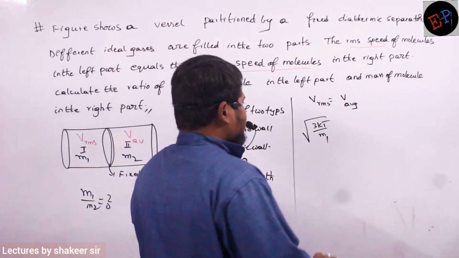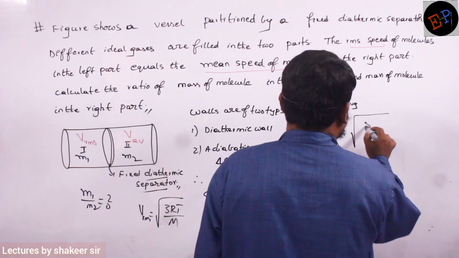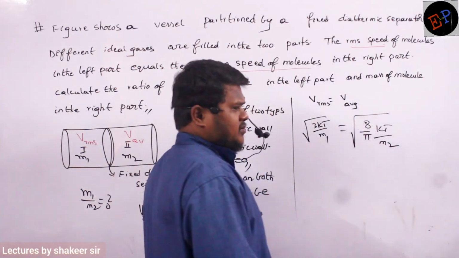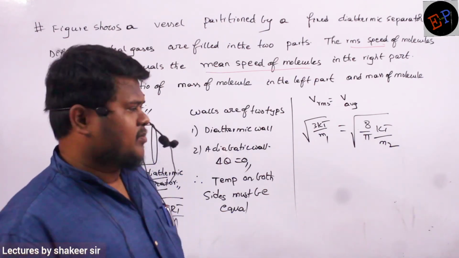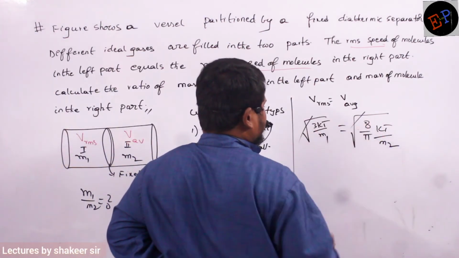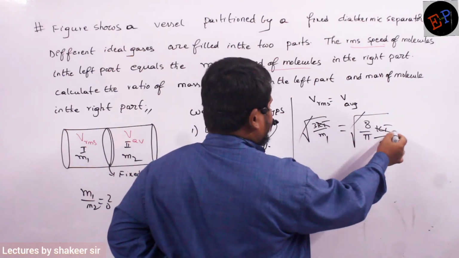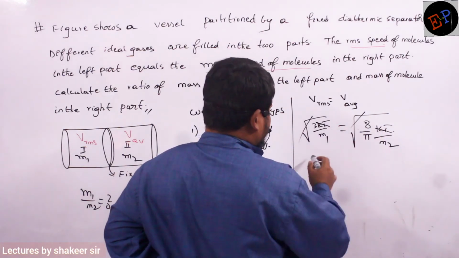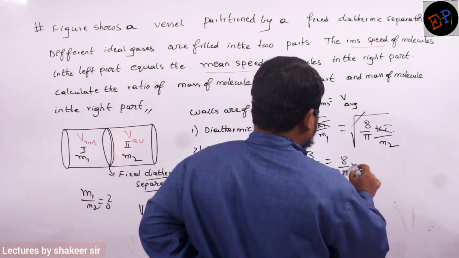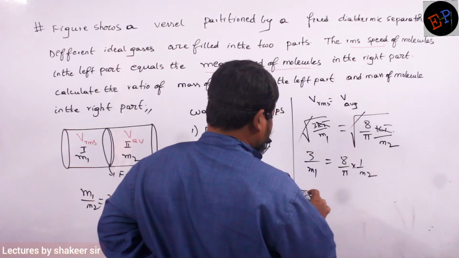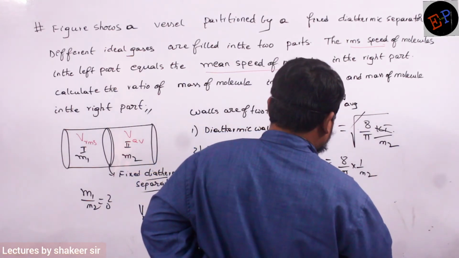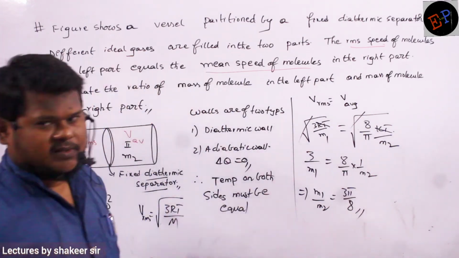Okay. So this is equal to, what is the equation of average velocity? Square root of 8 by pi kT divided by the mass of the second molecule, m2. The mass of the molecule on the other side is m2. That's it. This is what I want to calculate. So just cancel the roots, kT can be cancelled. And therefore what will I get? 3 by m1 is equal to 8 by pi multiplied by 1 by m2. Okay? So if I take the ratio m1 divided by m2, then it is 3 pi divided by 8. That is our answer.